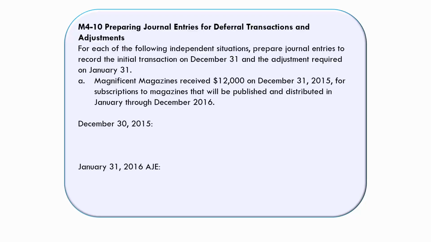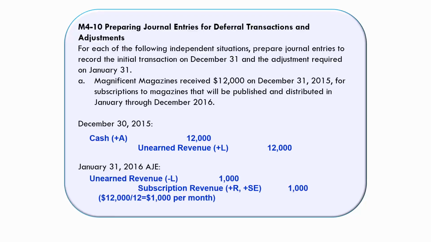Magnificent Machines received $12,000 for subscriptions to be published and distributed in the next year, January through December 2016. When they receive the $12,000, they have done nothing, and then as time passes, they are going to get to record it as revenue. The thing we have to think about in this one is whether it's appropriate to do this. Is it appropriate to say 1/12 each month?